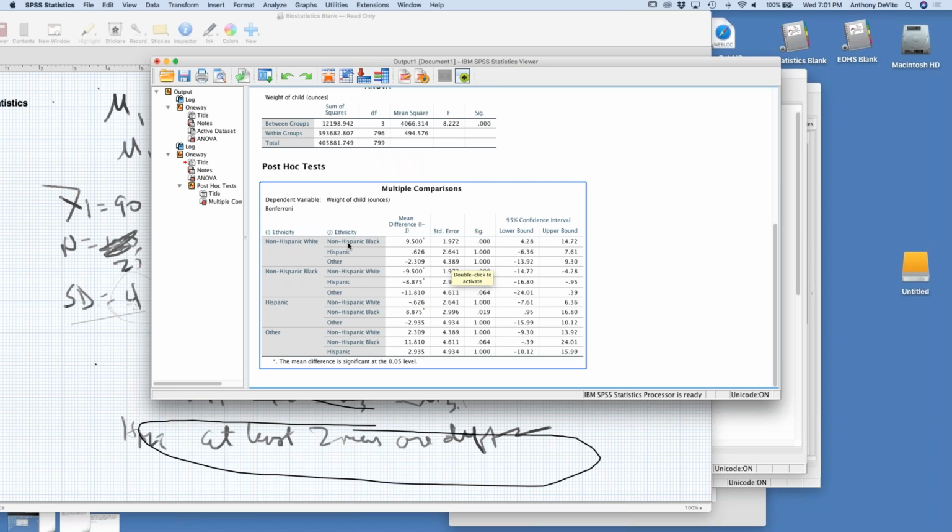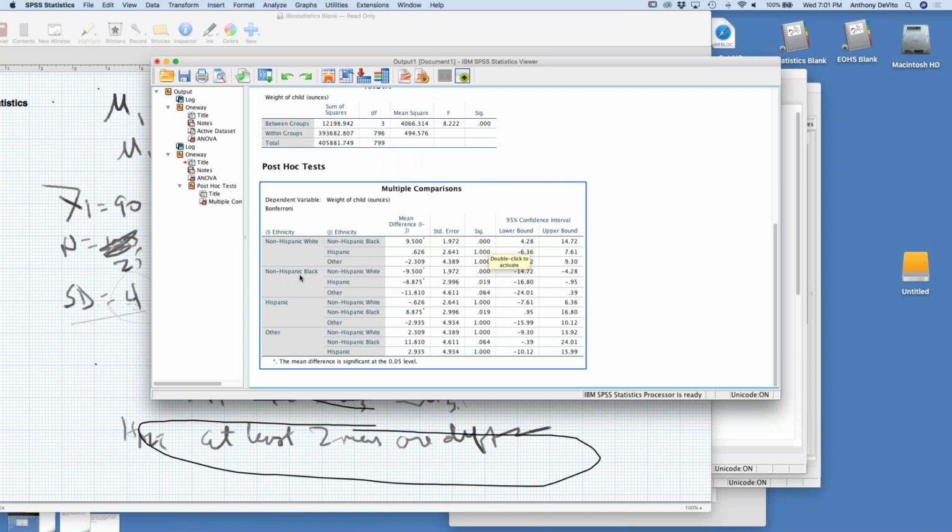Non-Hispanic white versus non-Hispanic black. It does it here again, non-Hispanic black versus white. That's the same calculation, right? The two is just reversed, and you would expect to get the same result. And in fact, look, the significance is very large, 0.00, less than 0.05. So you can say with less than 5% chance of being wrong that the mean birth weight for non-Hispanic whites and non-Hispanic blacks is different. Reject the null hypothesis.